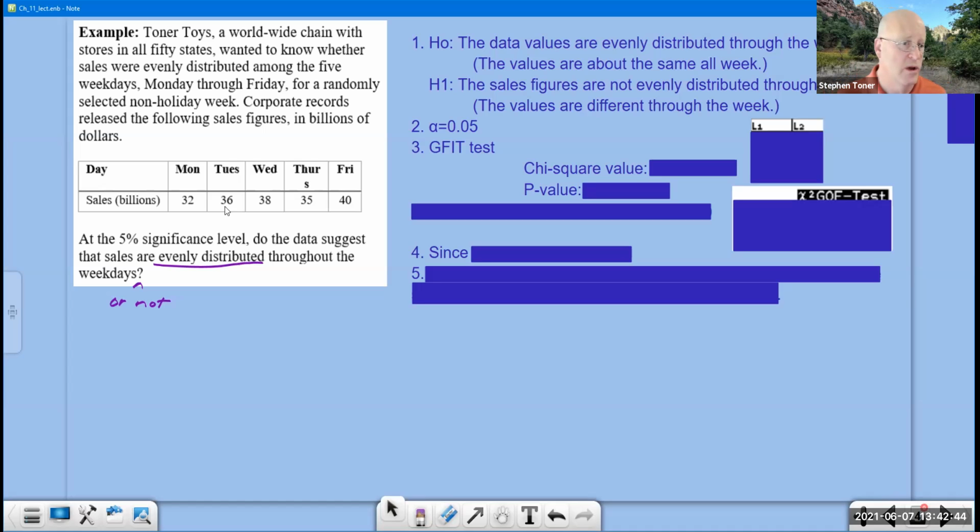So again, we only have one set of values given here. These are our frequencies, and those are what are going to go into list 1. Now, coming up with list 2 is a little more challenging.